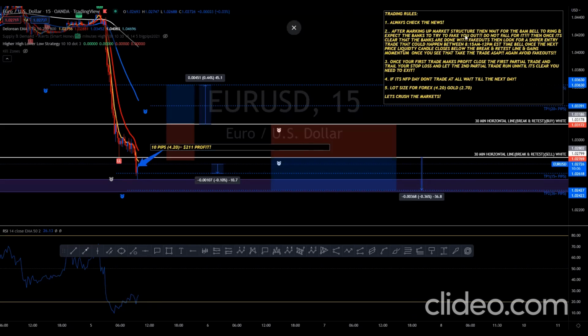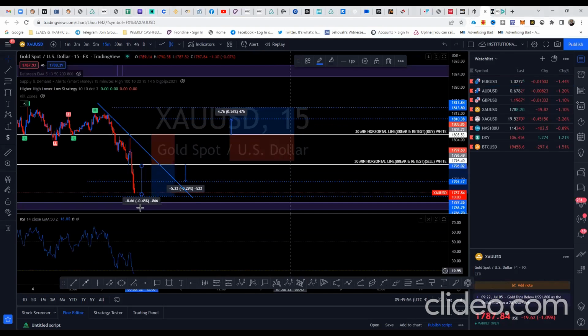So I ended up trading EU instead of gold, but gold did make a drop. Beautiful drop. This is why I love trading gold. But we made our money in the market today, and that's the most important thing.